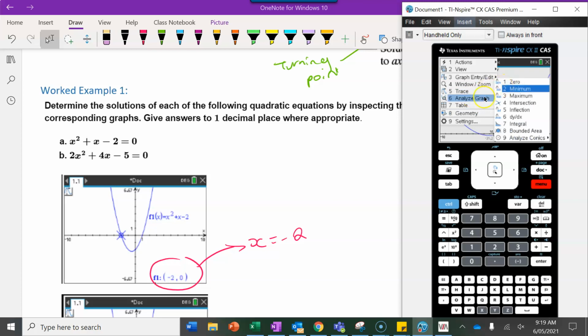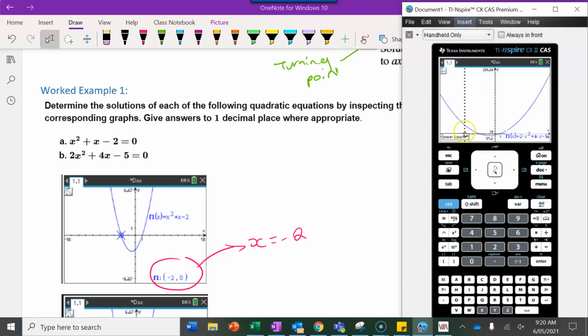So this time, I'm going to go into Analyze Graph and click on 0. Now, again, as I said, there are multiple ways to get your solutions on this CAS. I'm going to show you a second one. So, Analyze Graph and 0. Now, it brings up this dotted line that you can move all over the place. What you want to do is tell it where you're looking for where x equals 0.